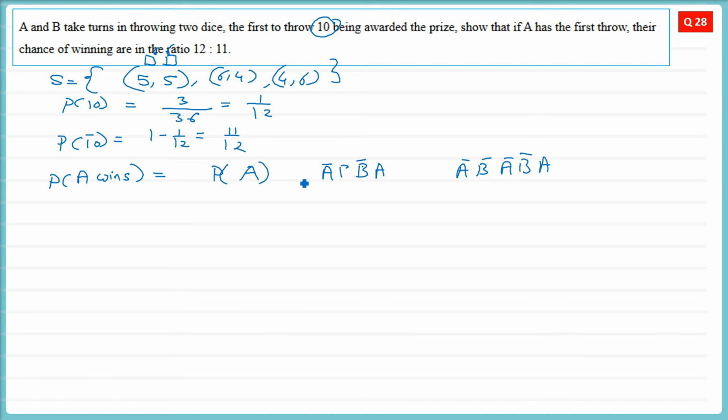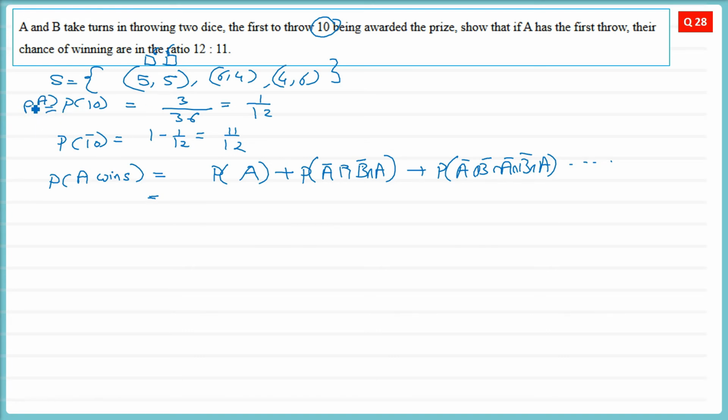This is nothing but probability of A plus probability of A bar intersection B bar intersection A plus probability of A bar intersection B bar intersection A bar intersection B bar intersection A. So all these goes in intersection because these are separate events. All these three are separate events, and these events are internally independent of each other.